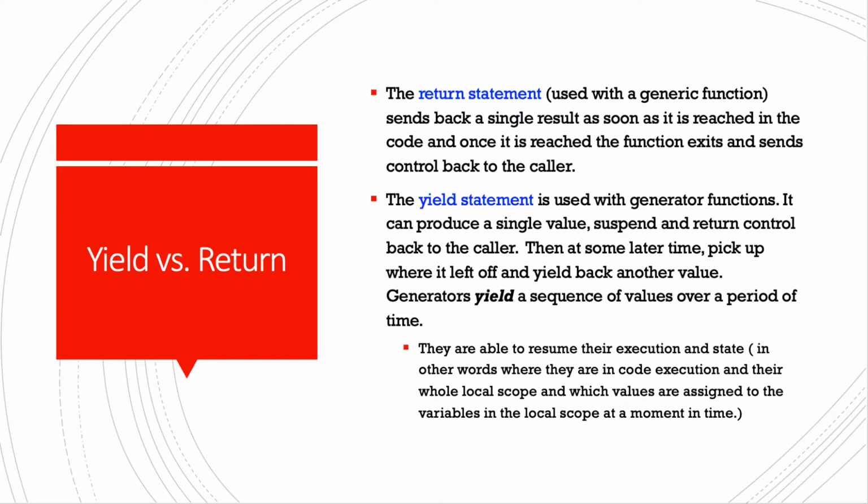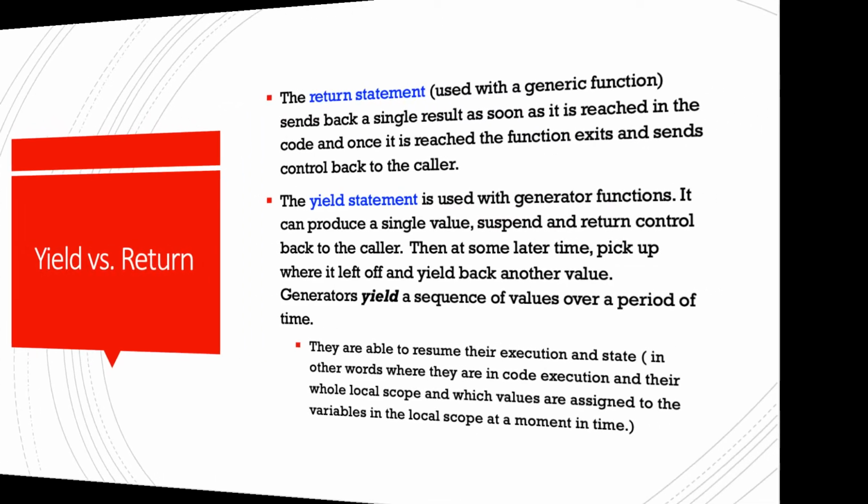The yield statement is used with the generator function. It can produce a single value, suspend and return control back to the caller, then at some later time pick up exactly where it left off and yield back another value. Generators yield a sequence of values over a period of time. They are able to resume their execution and state. In other words, where they are in the code execution, the whole local scope, and which values are assigned to the variables in the local scope at any moment in time.